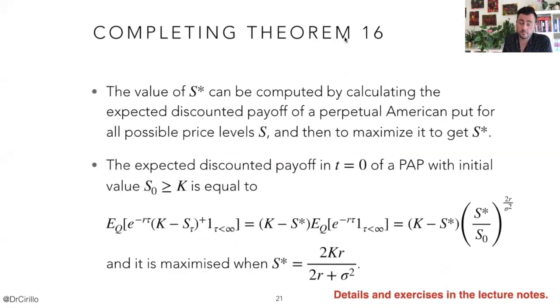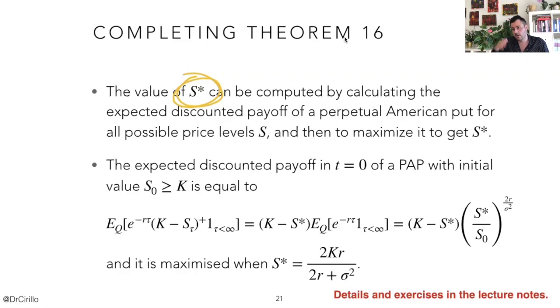Okay, now we reach the final part of our discussion. We want to find the value S star, and this value can be computed by calculating the expected discounted payoff of our perpetual American put for every price level S, and then maximizing to get S star. If we are interested in computing the value of our discounted payoff at time t equal to 0, remember what I told you: if you have an infinite amount of time in front of you, every day that passes, you can keep the 0 running with you. You just look at the price level today, S or S1 or S20 or whatever, and make your evaluation with respect to that time. So it's like you are always at time 0.